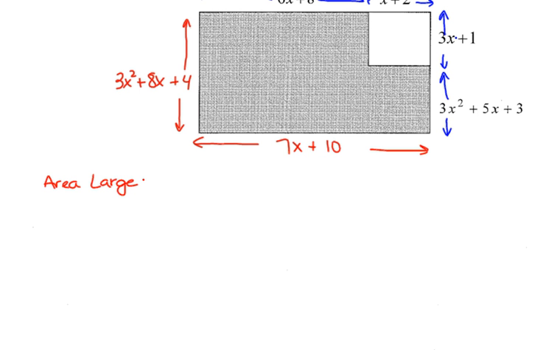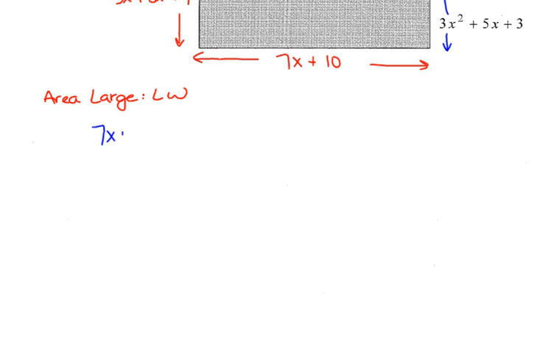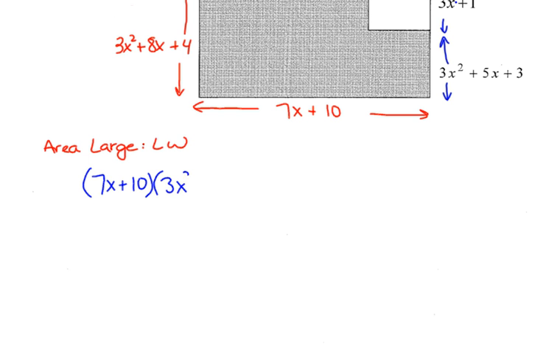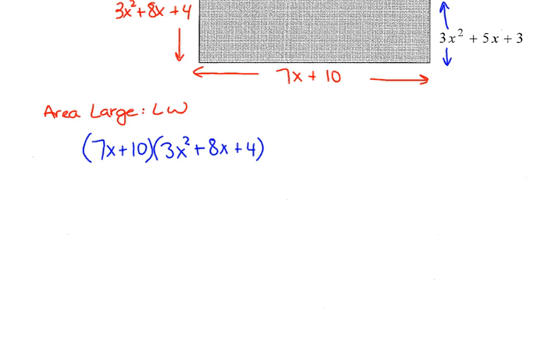Length times width. So multiply them. Who do you want to write first? The 7x plus 10 or the large 3x squared plus 8x plus 4? Sure, 7x plus 10 times 3x squared plus 8x plus 4. Okay, can you go ahead and multiply those? So first the 7x, and then the 10.